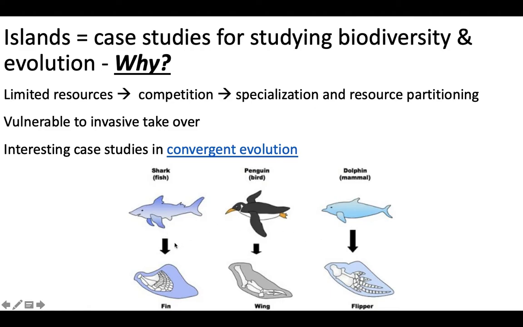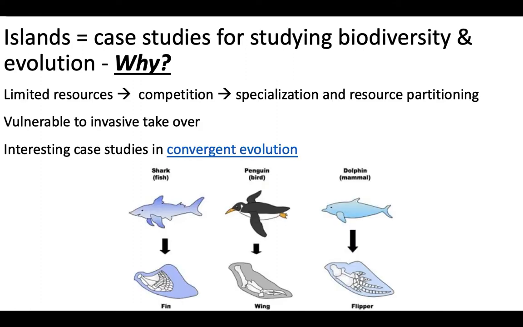if organisms are experiencing the same pressures from the environment, they can or will evolve similar adaptations even though they don't share a common ancestry. So sharks, which are fish, penguins, which are birds, and dolphins, which are mammals, have all evolved flippers to swim in the water. They have a similar environment. Bats, birds, and butterflies all have different bone structures and different ancestries, but they've all evolved wings to fly. So islands oftentimes provide interesting looks at convergent evolution.